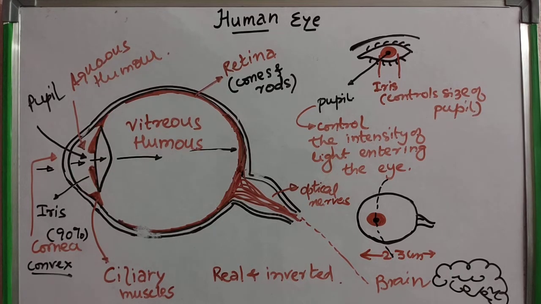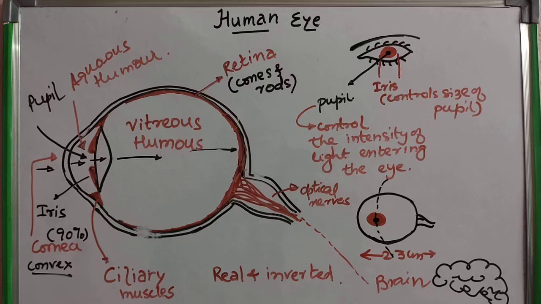Okay, we can talk about one activity which you can do at your home. Whenever you go outside on a bright sunny day, and again when you return to a dark room, for some time you cannot see. Can you tell me why? The reason is the iris.